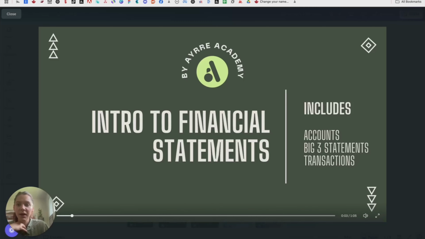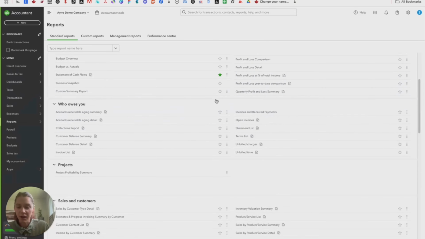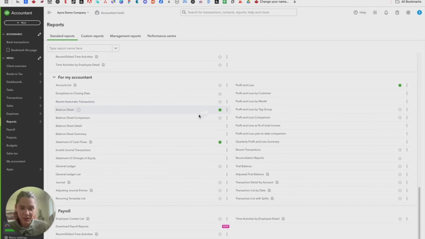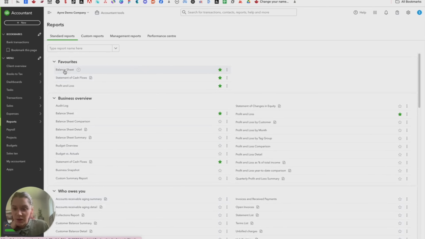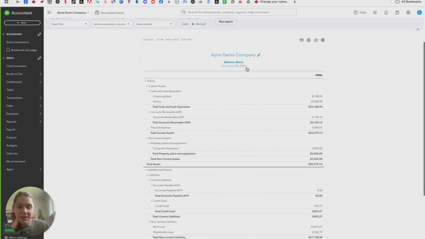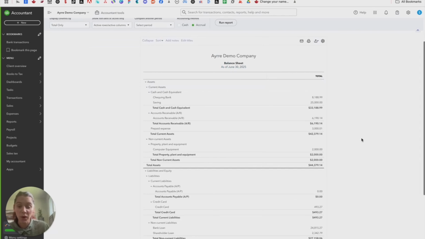So if we go to our accounting reporting, obviously under reports in whatever accounting system you use, there's a ton of options. So we're no longer just doing these three main reports. There's tons of different ways to look at the information that you have in your accounting system. But those three main ones, so you have the balance sheet. You can see at the top here, it says as at June 30th, 2025. So it's telling you right at the top that this is at a point in time.